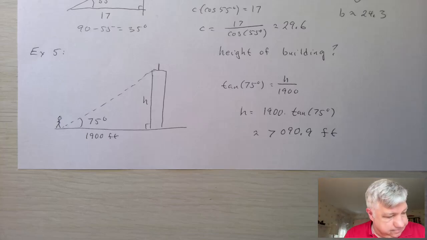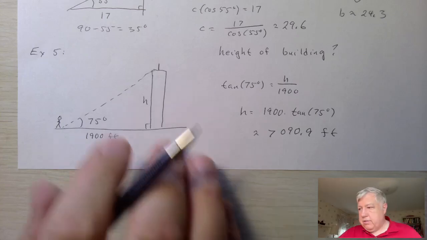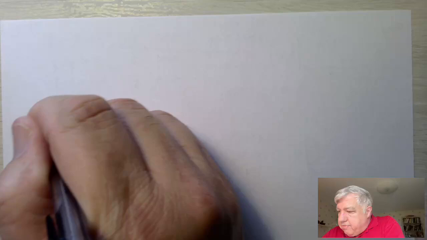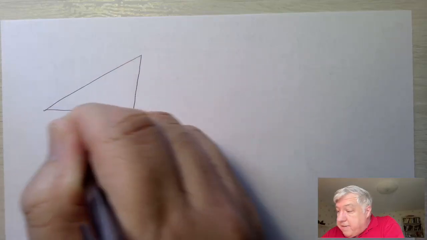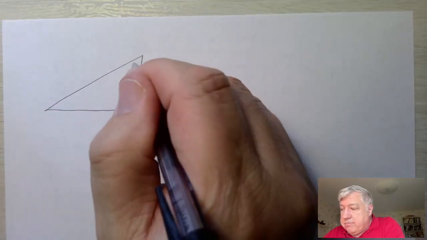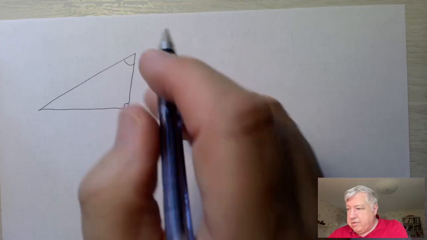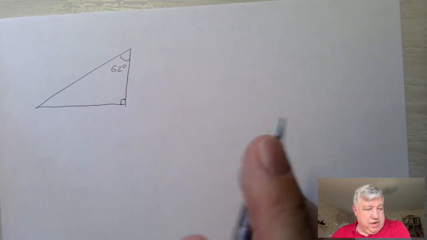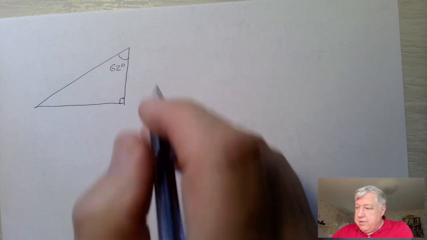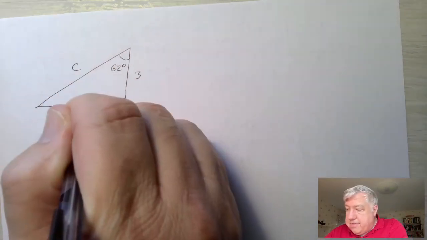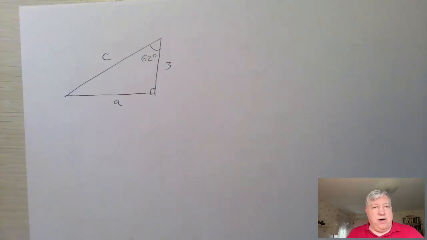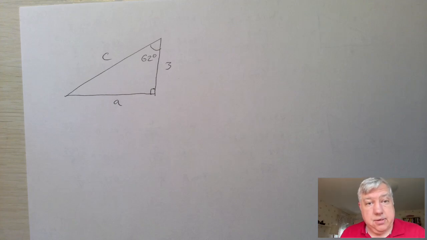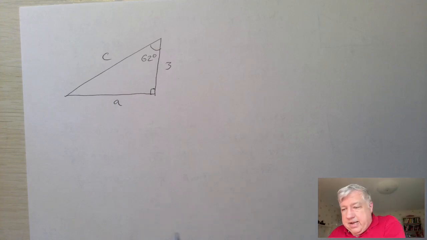All right. One other thing, this was not in your notes, but it was in your book. I might not put the angle where you think it should be. I might give you something like this. Let's say this is 62, and I were to say that this was 3, and this was C, and this was A, I'd want you to find A and C here.